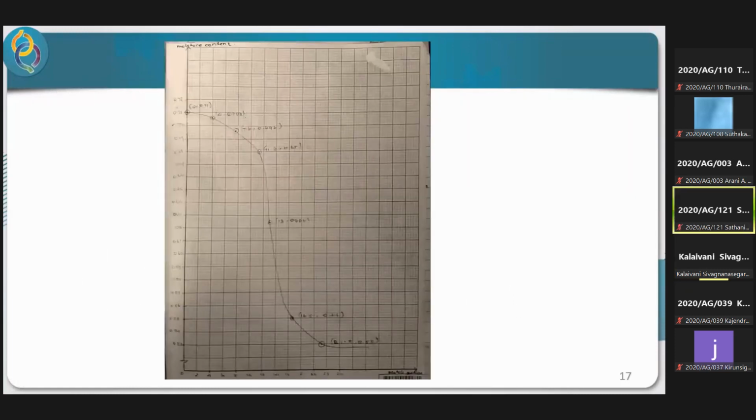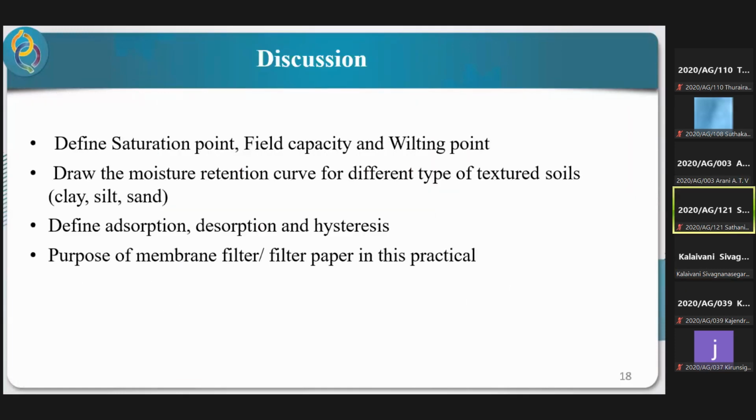Did you understand the calculation part? Yes, ma'am. Okay, so these are the things you have to refer. All these are the definitions you have to refer to and include in your discussion part.